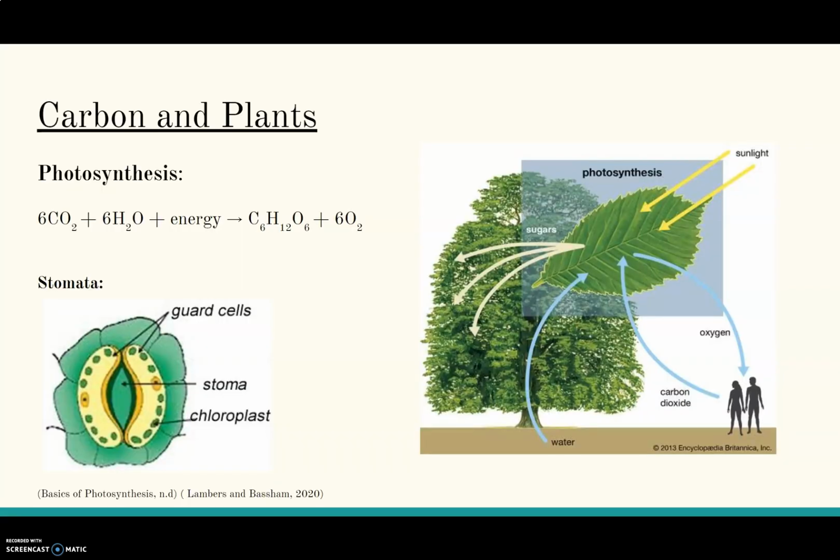To understand carbon sequestration better, we have to understand the relationship between carbon and plants. They're basically related through a process called photosynthesis. Photosynthesis occurs in the chloroplast of plant cells, and it's a chemical reaction in which light energy is converted into chemical energy. Basically, carbon dioxide and water form sugar and oxygen in the presence of light energy. And the carbon dioxide enters the plants through the stomata, which are small openings in the leaves.